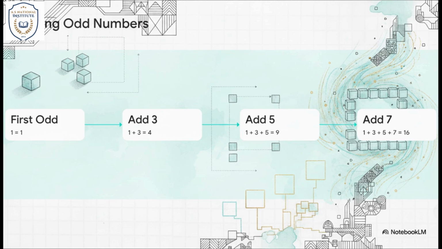1 is just 1, but add the next odd number, 3, and you get 4. Add the next one, 5, and you get 9. Do you see what's happening here? Add 7, and you get 16. Every single time we sequentially add the next odd number, we get this amazing aha moment. The sums magically transform into perfect square numbers, 1, 4, 9, 16.